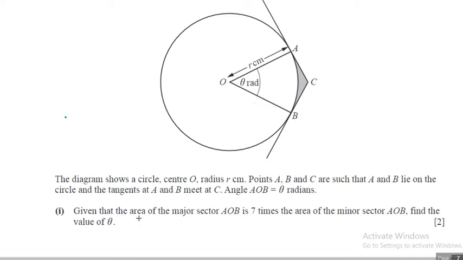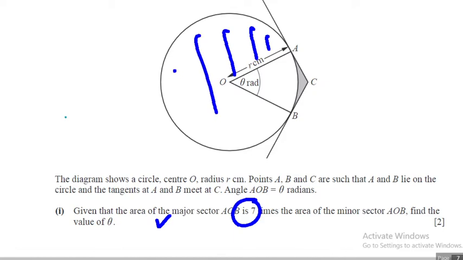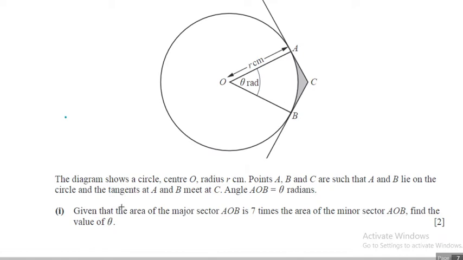Given that the area of the major sector AOB is 7 times the area of the minor sector AOB. Which means the area of this is 7 times the area of the minor sector. Okay, find the value of theta. How do we find the value of theta here? The area here is 7 times that.